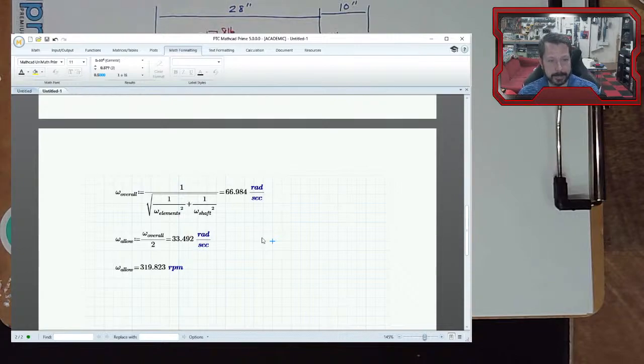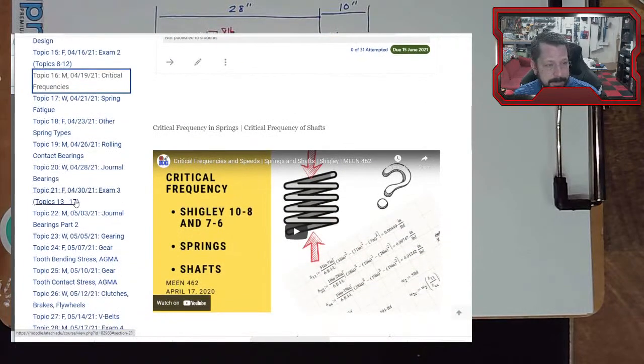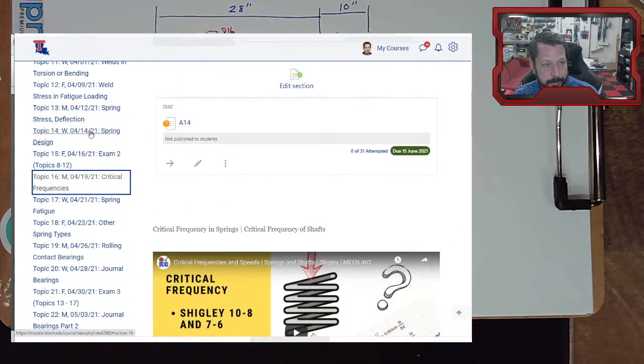I think that gets us all the information we need for critical speeds. This is test 3 type stuff. Test 3 is basically going to be springs. Exam 3, I think I already closed the Moodle page. No, it's right here. Exam 3 is topics 13 through 17, which are all spring related. So test 3 is basically springs.